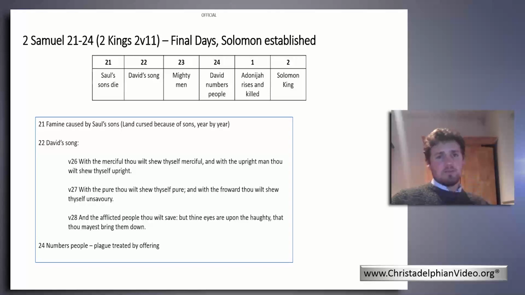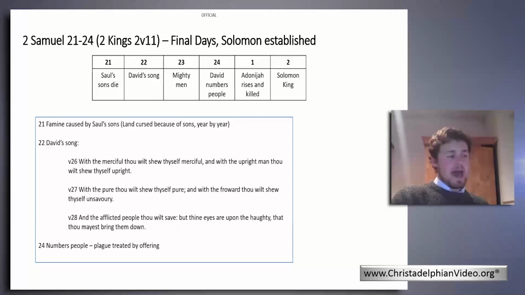And so in the final section, we have a shorter section which perhaps goes into the first couple of chapters of Kings, because then Solomon is established and we get Adonijah who rises. But just 2 points to make, really. One of them is that there is a famine which is caused by Saul's sons. The land is cursed because of Saul's sons. And we get the same phrase that we got right at the beginning of 1 Samuel chapter 1, with the idea that year by year this famine has happened.